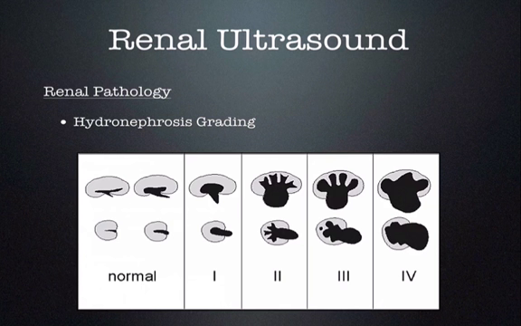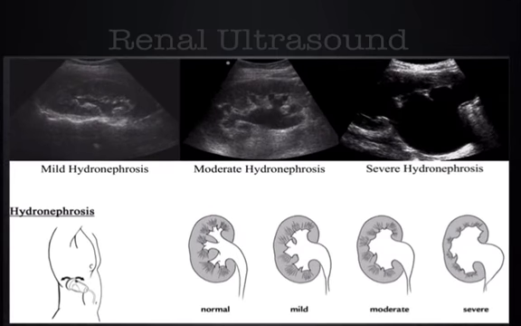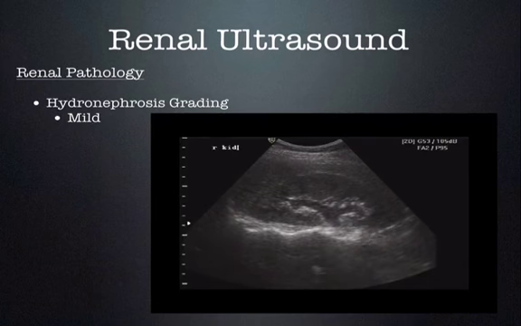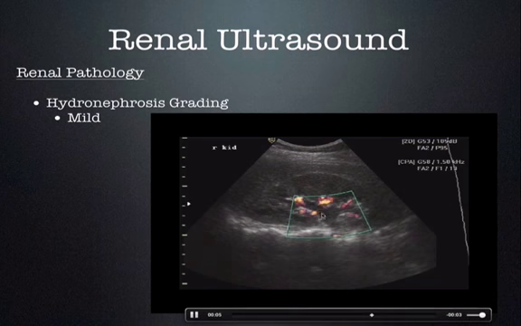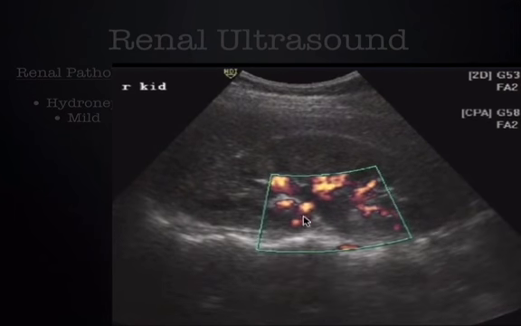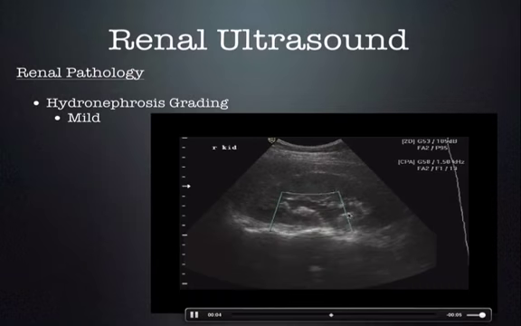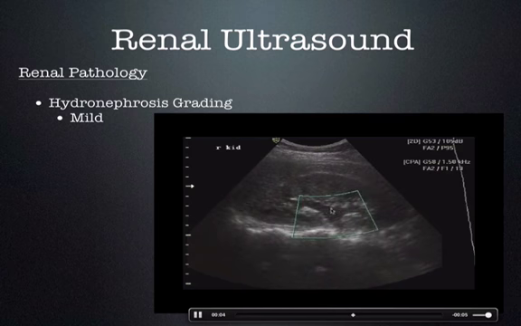Hydronephrosis is graded either numerically, as demonstrated on this slide, or more simply as normal, mild, moderate, or severe hydronephrosis, as seen in this slide. Here's an example of mild hydronephrosis. Notice the slight dilation of the renal pelvis with a change from your typical hyperechoic center to a more hypoechoic appearance secondary to this increased fluid collection. Also notice that they use Doppler to ensure that this dilation is not caused by vasculature.